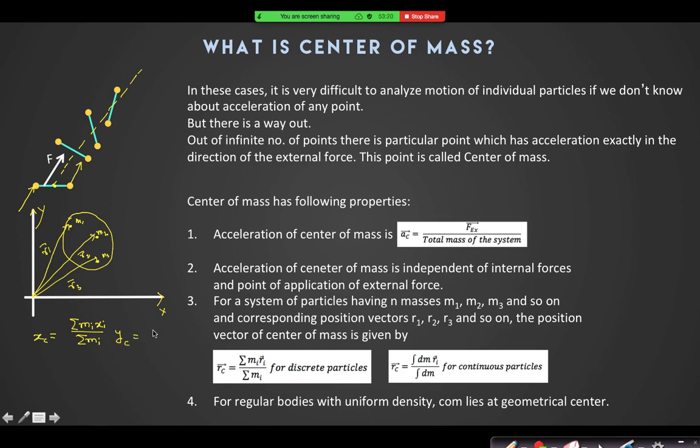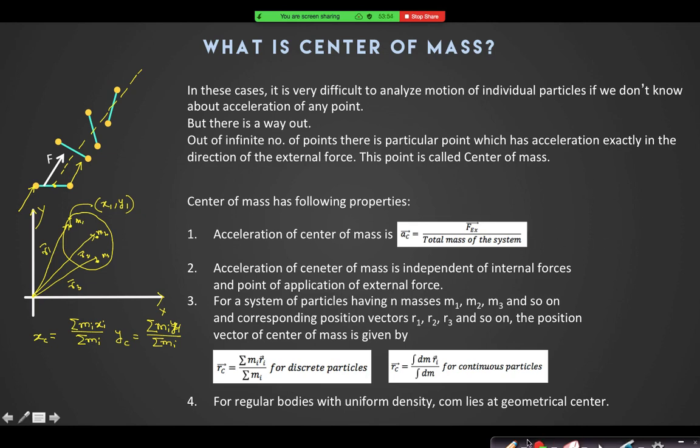Similarly, for the y coordinate, I will use summation of mi into yi divided by summation of mi. What is yi? Yi is the y coordinate of the particle mi. So the point coordinate of m1 is x1, y1, m2 is x2, y2, like this. But this formula is only applicable when the system is discrete.